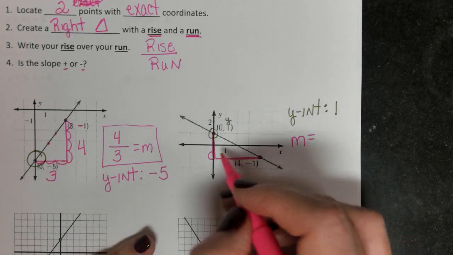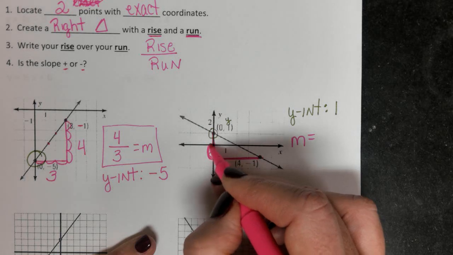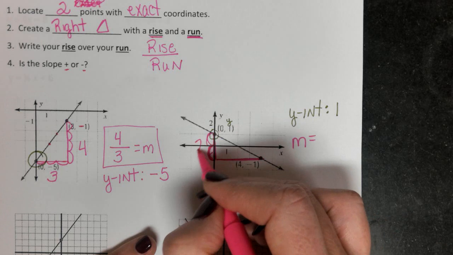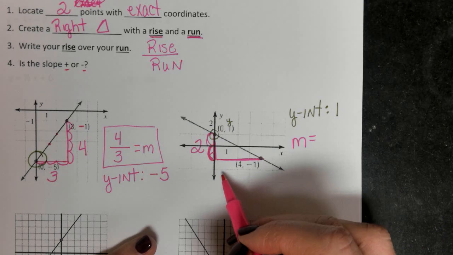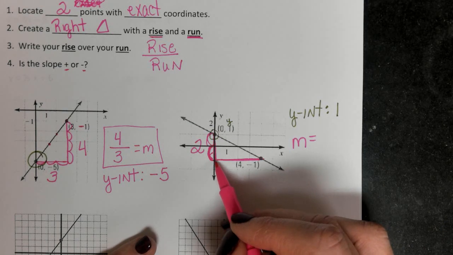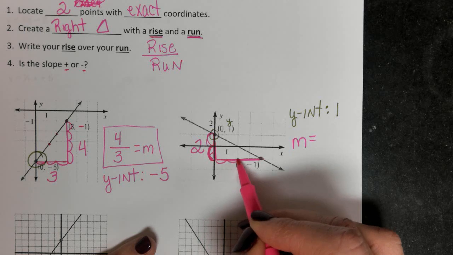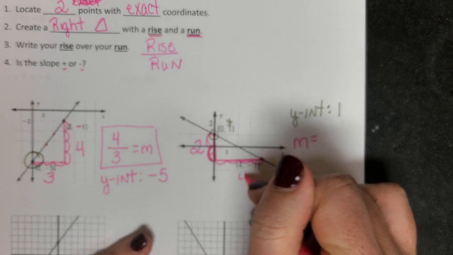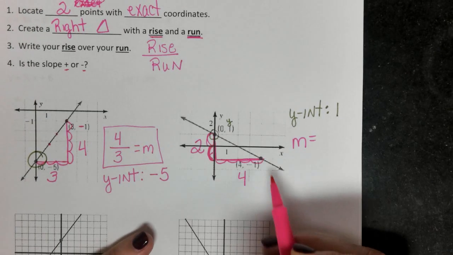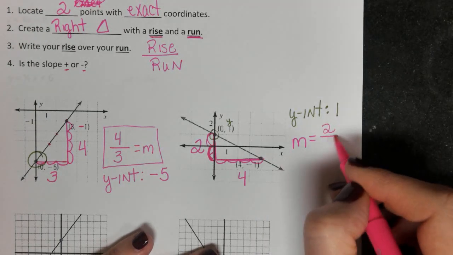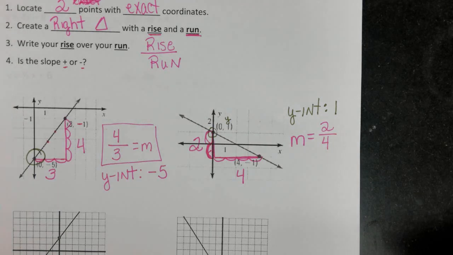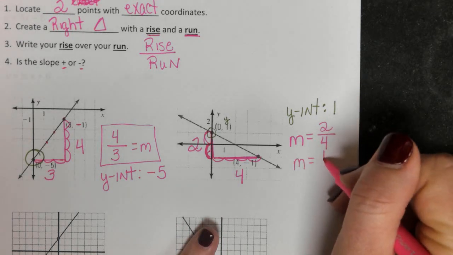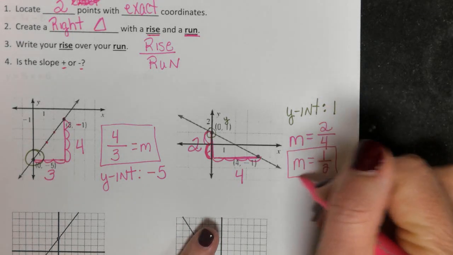Actually, that says it's going to be 1 because that's at -1. So 1, 2, that's a rise of 2. And then a run of 1, 2, 3, 4. A run of 4. So rise over run, 2 over 4. Now my only question is, can 2/4 be reduced at all? And it can. It can be reduced to 1/2.